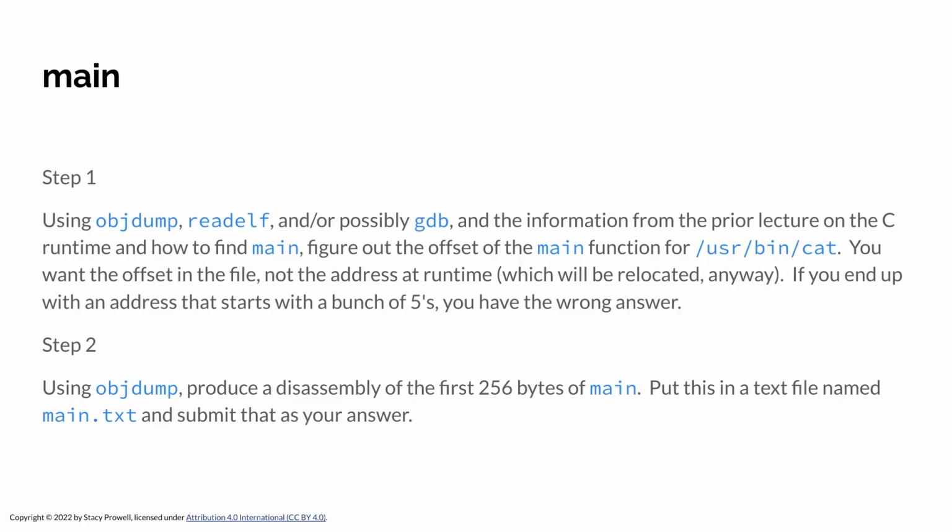Then for step 2, I want you to use objdump, and I want you to produce a disassembly of the first 256 bytes of main. How do I do that? Well, you'll do that because you'll know the address, and so when you run objdump, you can tell it where to start disassembly, and you can give it a range and produce just the disassembly of those first 256 bytes. Put that in a text file named main.txt. That is the answer. That's your homework.